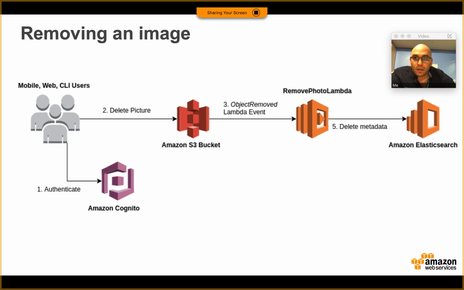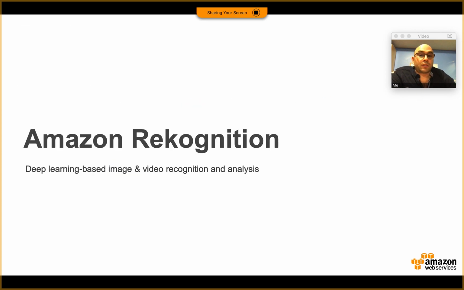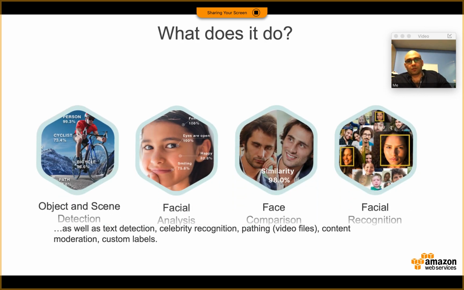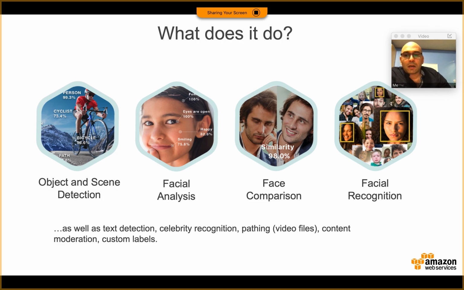All right, so let's talk about Rekognition. It's a deep learning based image and video recognition analysis service. When I was creating this POC, it was just image recognition. Now it's video as well. So what does it do? It allows you to detect objects and scenes in videos and images.